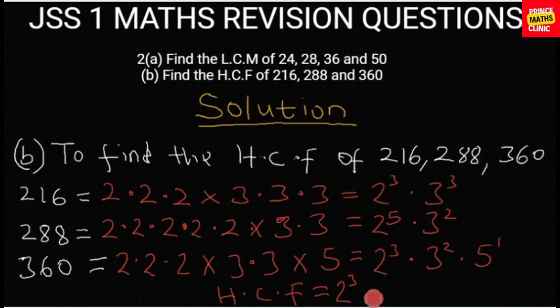So 2 to the power of 3 multiplied by, then 3 is also common. Then which of the 3 is the least? It is 3 to the power of 2. Good. 5 is here, but 5 is not in all of them, so it is not common. So that's why we'll now say 2 to the power of 3 is 8. 3 to the power of 2 is 9. And 8 times 9 is 72. That is the solution to this particular question. So let's look at the third question.